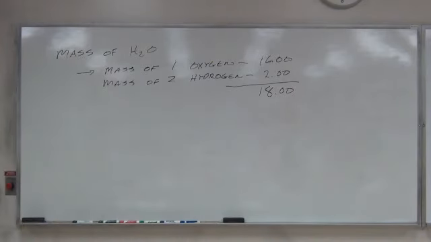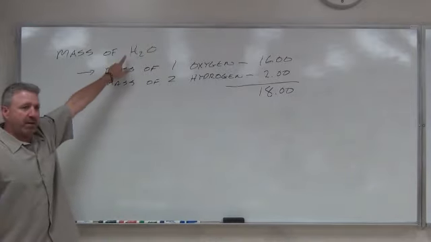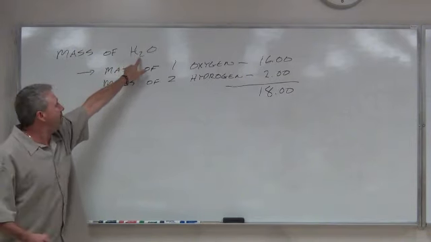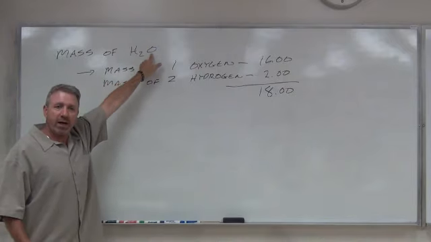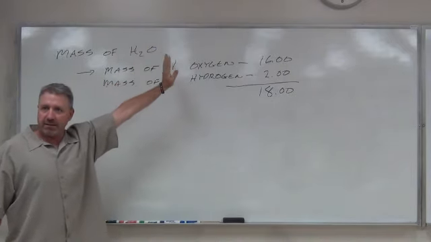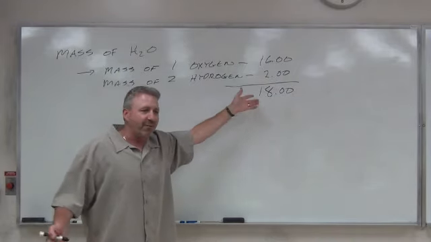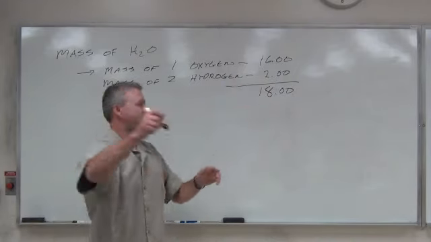I took the formula, which I was given, and I added up the mass of the individual elements represented in the formula, making sure that I was consistent with the number of each element represented in the formula. There are two hydrogens, one oxygen. Everybody see that? Okay? This is called the formula mass for obvious reasons, right? It's a formula mass.